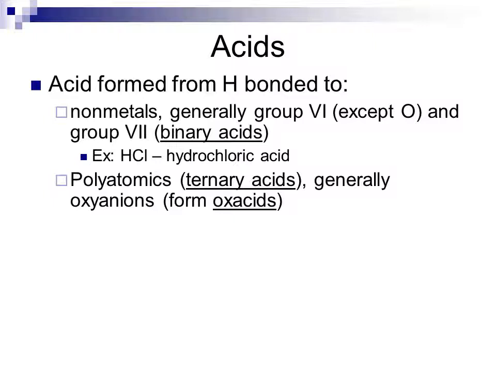The other way that we can get acids is from hydrogen bonded to our polyatomic ions, the ternary acids. Generally, these will be oxyanions, although they don't have to be, because we can have things like hydrogen cyanide as an acid as well. An example of this is hydrogen bonding onto carbonate. This forms carbonic acid.